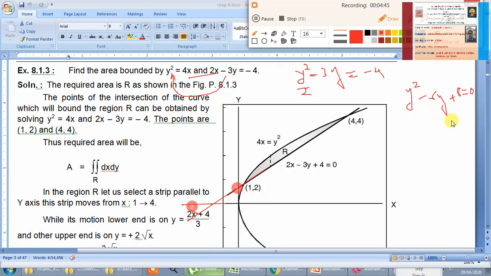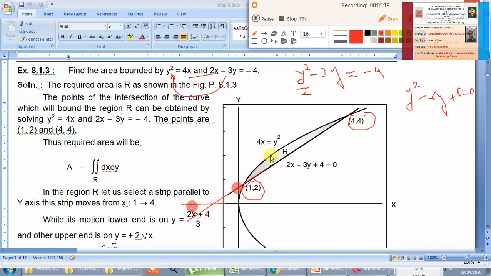So we got two values of y, y equal to 4 and y equal to 2. If you put those values of y here, we get x values. So x will be equal to 1 and x will be equal to 4. So we get these 2 points, 1 2 and 4 2. We are supposed to find the region between these two curves. This is the region for which we require the area. The required area is A, which is the double integral over the region R of dx dy.